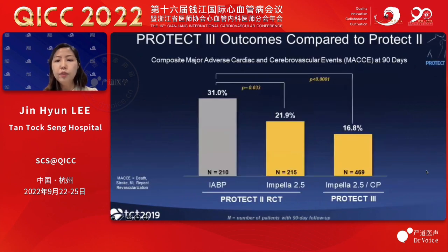And in comparison with PROTECT 2, in PROTECT 3 there was introduction of Impella CP, and it was a group of patients which were much more complex. There was higher use of atherectomy, and clearly in this case, at 90 days, it showed much lower MACE compared to the PROTECT 2 group. There were also fewer adverse events reported in PROTECT 3, and it basically shows we're getting better in applying best practices, leading to better patient outcomes.